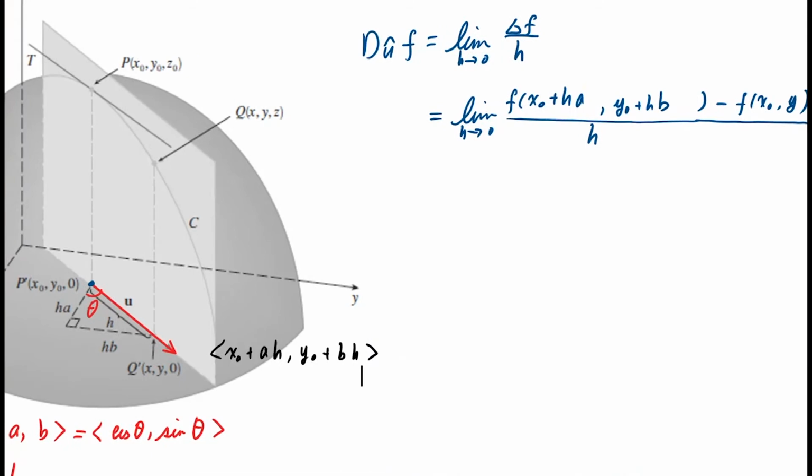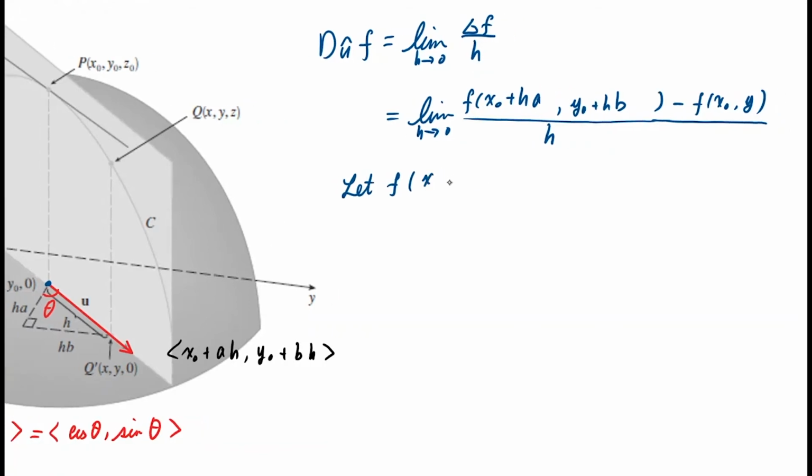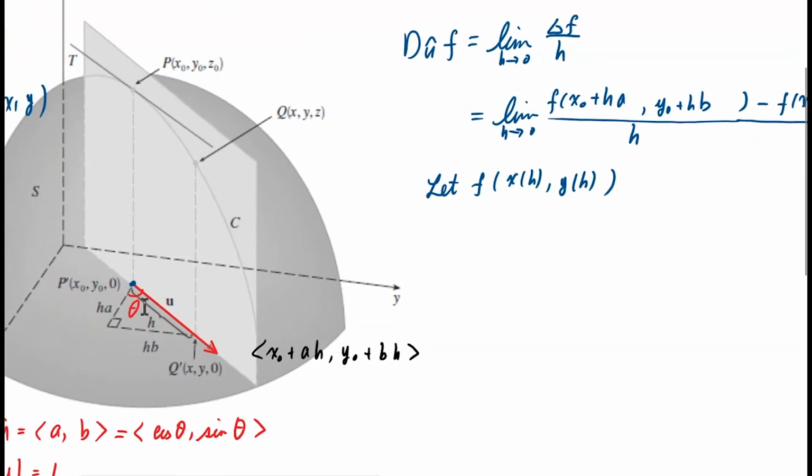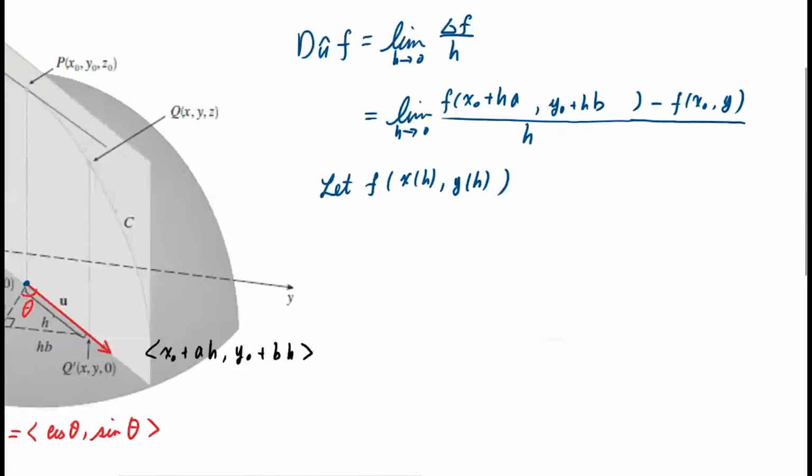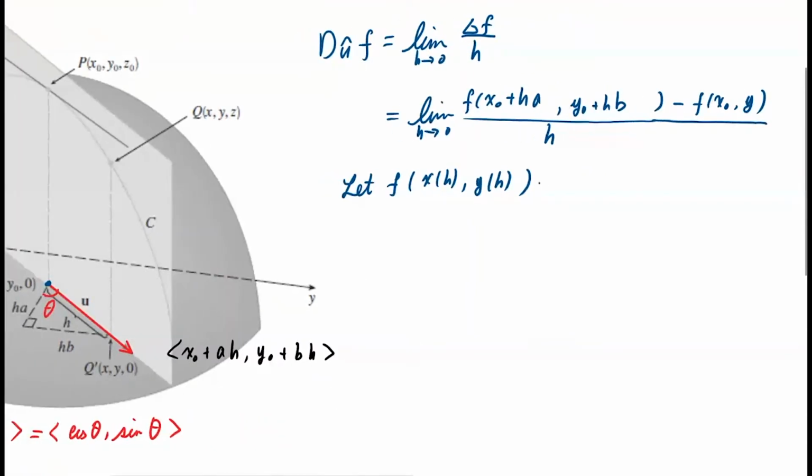So then what we can do is, we can let f of x, y, but x is a function of h, and y is a function of h along this line that we are moving, right, in the u direction. Good? And that happens to be, of course, f of x naught plus ah, and then y naught plus bh. Does that much make sense to you?